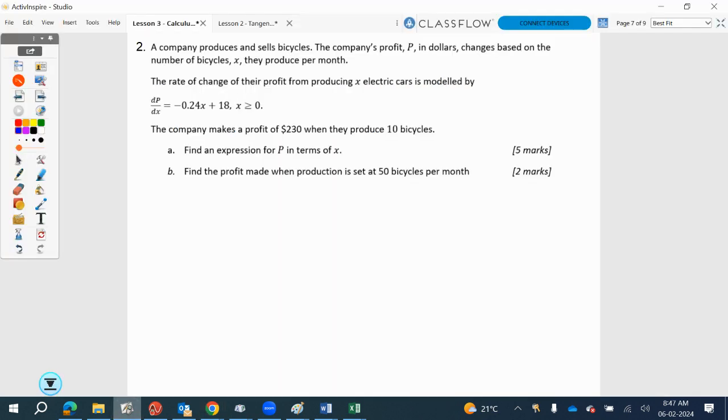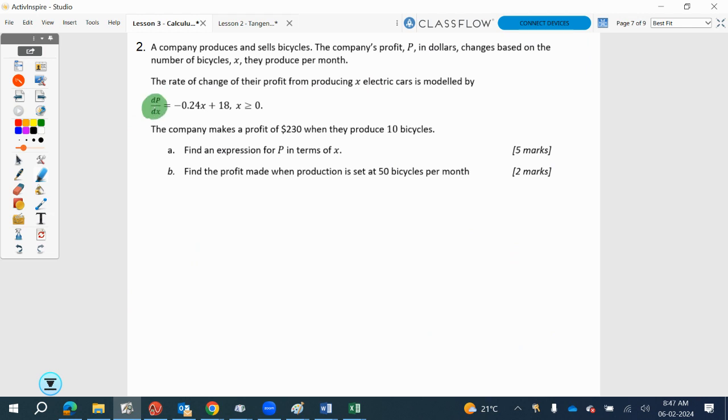So we've got this next question. The company sells bicycles. The company's profit P, charged in dollars, changes based on the number of bicycles they produce each month. The rate of change of their profit from producing x bicycles is modeled by this. What do we notice first about this?